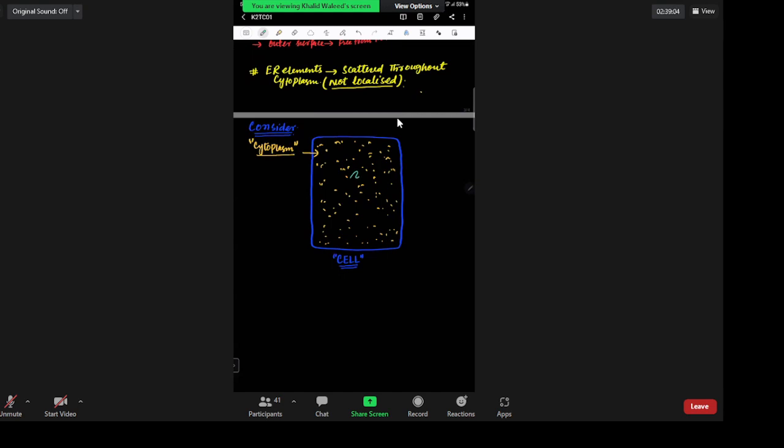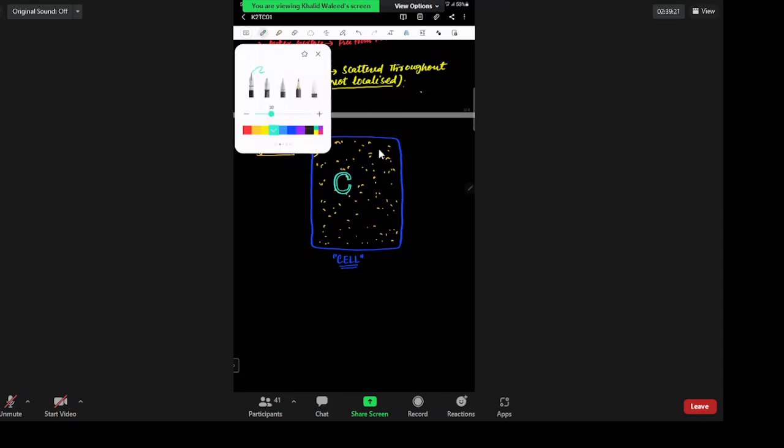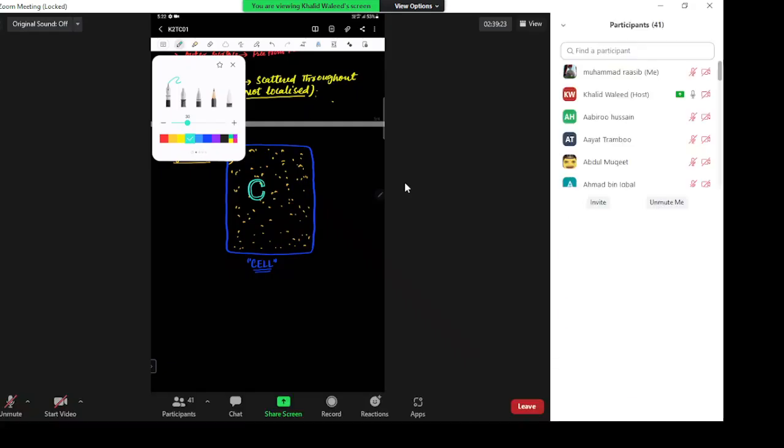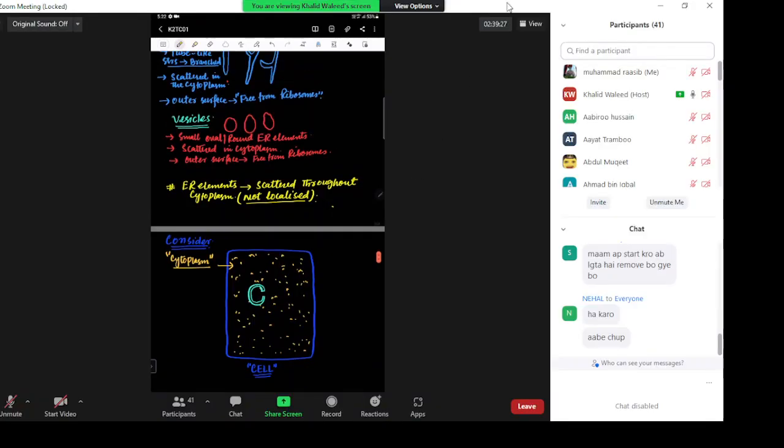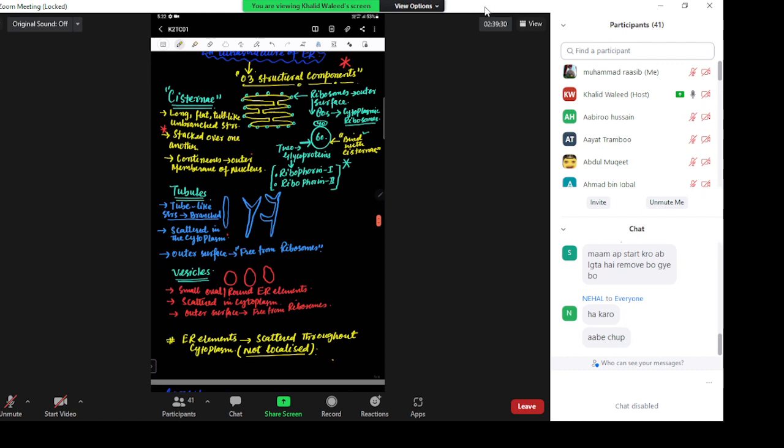ये है हमारा न्यूक्लियस. This is our nucleus over here, जिसके पास दो मेम्ब्रेन है, आउटर और इनर. Can you people tell me which component of ER is continuous with the outer membrane of nucleus? सर अभी बताया ना आपने, सिस्टर ने.